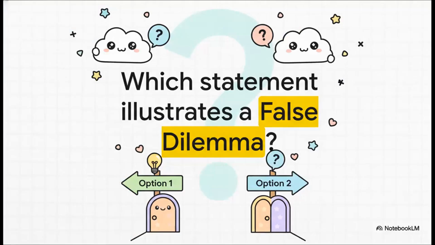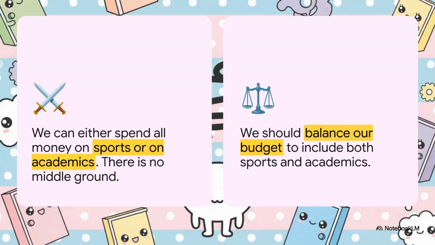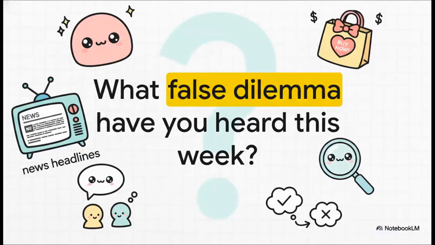Okay, so take a look at these two statements. Which one do you think contains a false dilemma fallacy? So, did you spot it? Yeah, the statement on the left is the clear false dilemma. It's setting up this totally unnecessary either or choice. The statement on the right is much more reasonable. Instead of forcing us to choose between two extremes, it encourages us to consider our priorities and find a balanced approach.